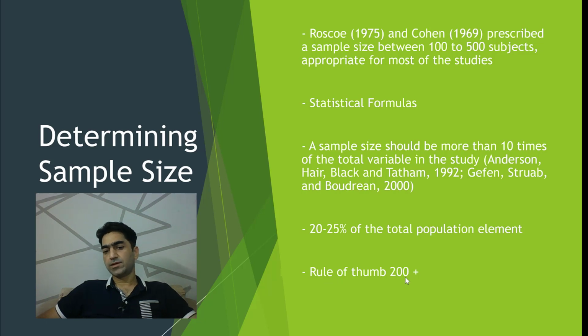There is a rule of thumb that 200 plus subjects or respondents provide a good sample size, and a good sample size means that it is representative. A sample should be representative, meaning it should reflect the characteristics of the population, and there are various ways to determine the representativeness of the sample. One of the most important factors is that the sample size should be good enough, or that it should follow a criteria.